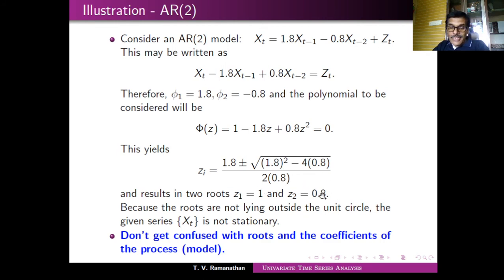and this root lie inside the unit circle. So this series is not a stationary series. On the contrary, if you have some other choices here, it may so happen that both Z1 and Z2, absolute of Z1 is greater than 1, absolute of Z2 greater than 1.